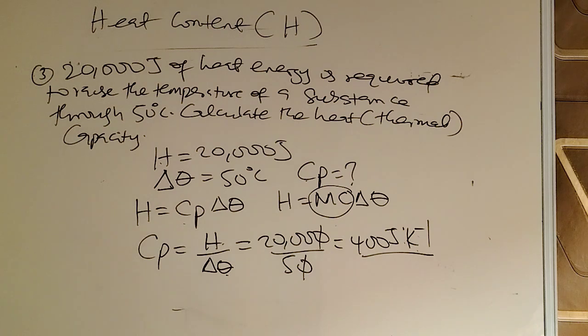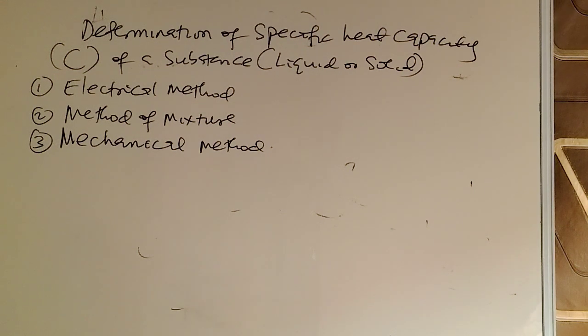So having done that, in the next session, we're now going to see how to determine the specific capacity of a substance, the various methods for determining it. How can we determine, experimentally, the specific heat capacity of substances in physics? The substance could be a liquid or a solid. There are three methods by which we can determine the specific capacity of a substance. Those methods include number 1, electrical method, number 2, method of mixture, number 3, mechanical method.